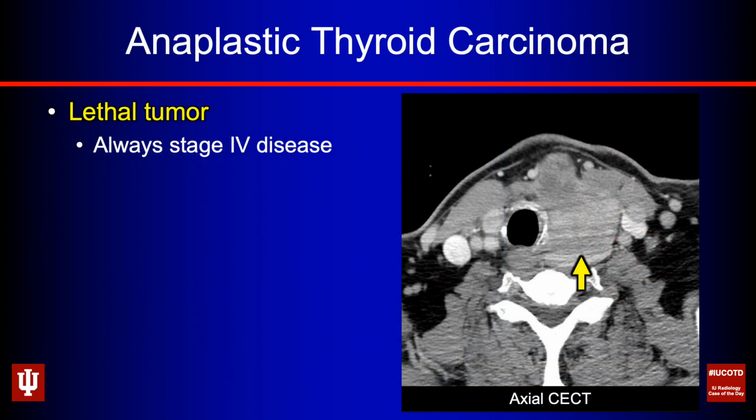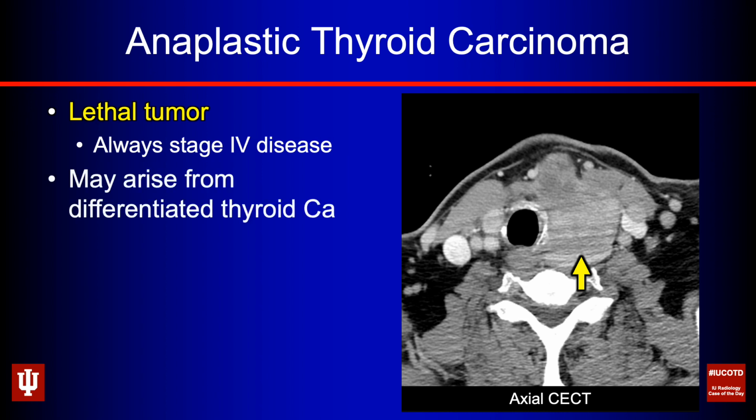Next is anaplastic thyroid carcinoma, and this is truly a lethal tumor. If you carry this diagnosis, you're stage 4 disease at baseline. This can arise from differentiated thyroid carcinoma that sort of breaks bad and gets really bad.